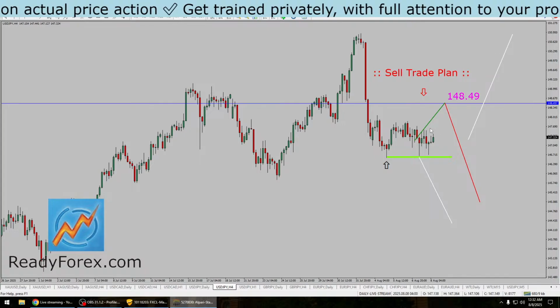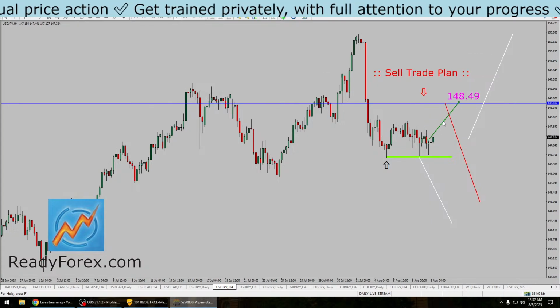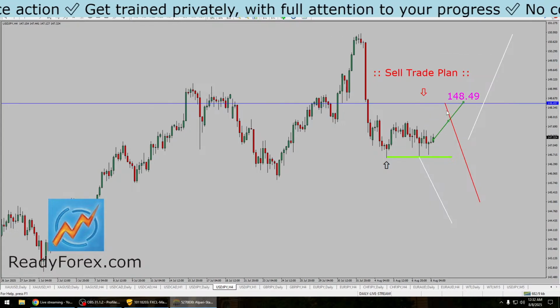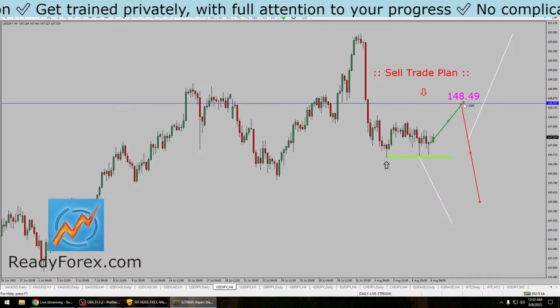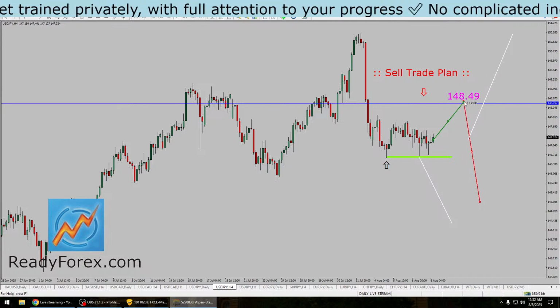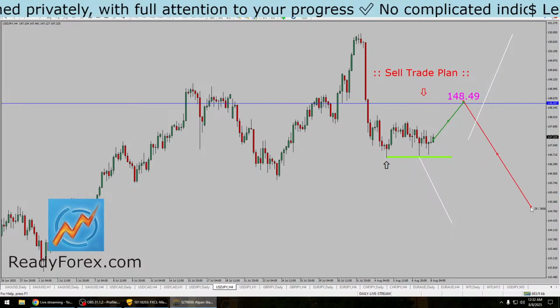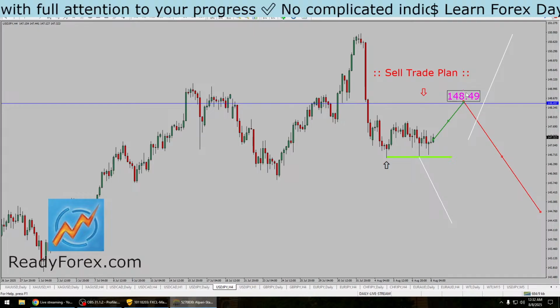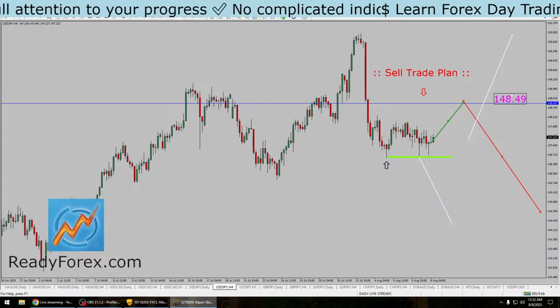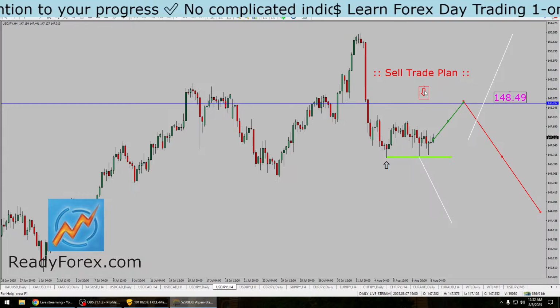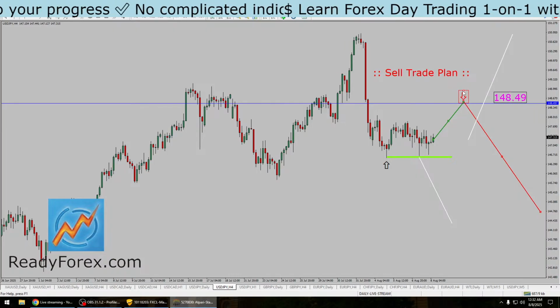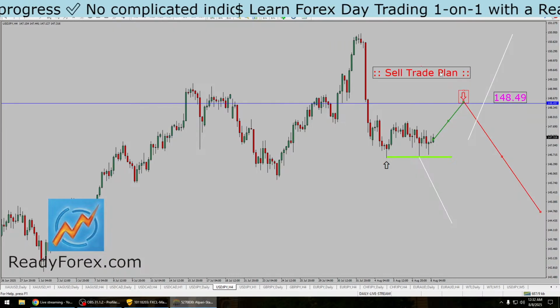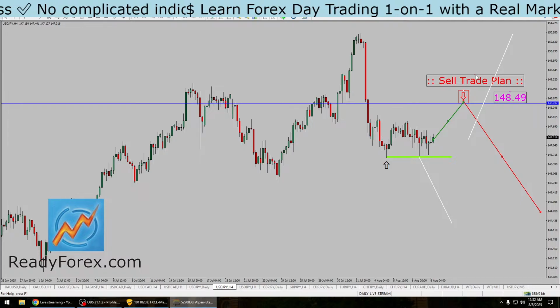The 4 hour time frame also suggests two possible scenarios. One scenario is price action is going to rise up and expect a top at 148.49 level. So this is the sell trade plan over here. Wait for a bullish leg first, and then market is going to print a top. Okay.